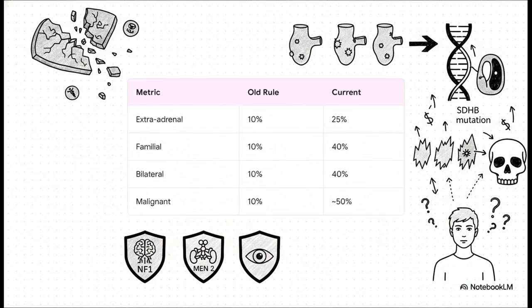We see this immense malignant and metastatic potential, especially in tumors carrying the SDHB or succinate dehydrogenase B mutation. So if you see a young patient, say someone in their early 20s, presenting with this disease, your suspicion for a familial syndrome like MEN2, von Hippel-Lindau, or NF1 has to jump immediately to the top of your differential.